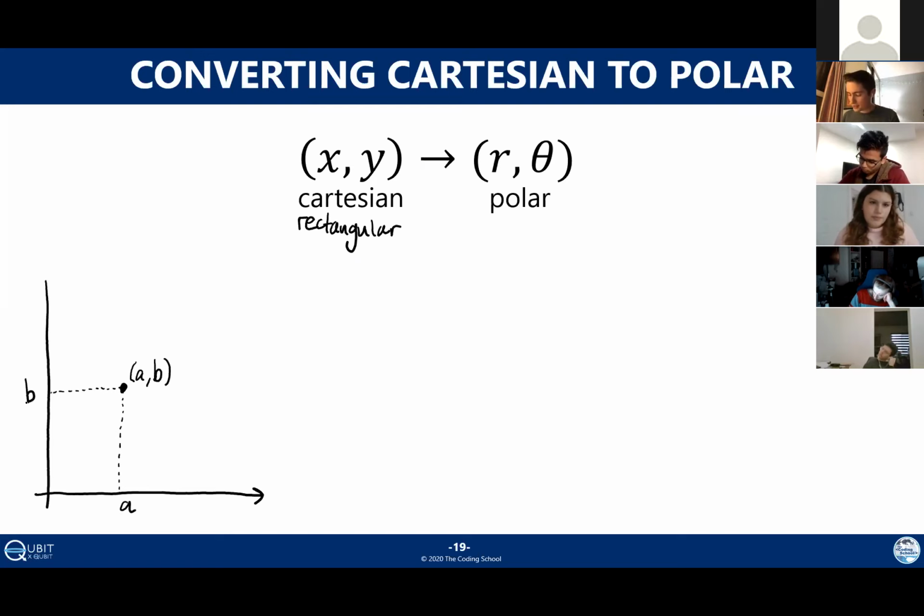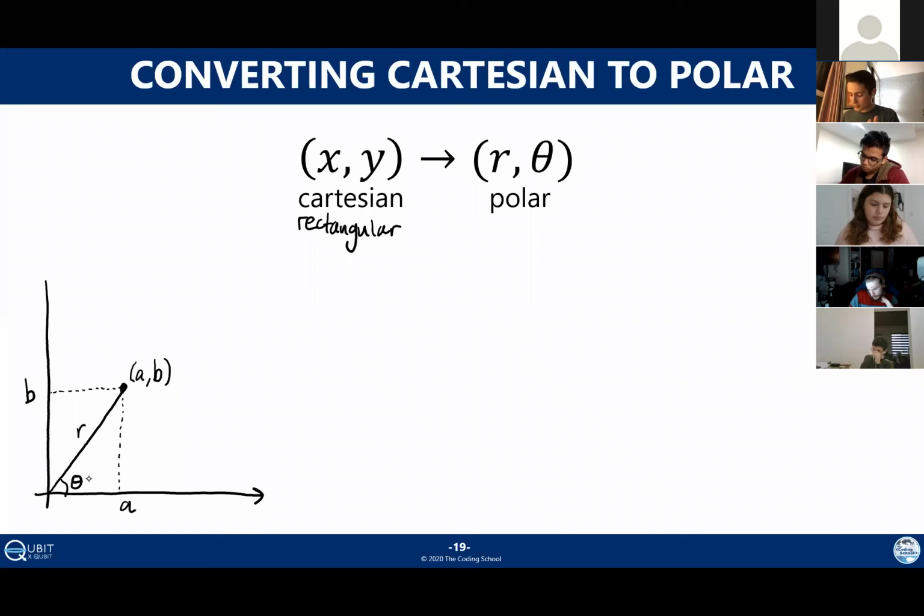Now, somehow from these two numbers, I want to get the radius r and the angle theta. So I'm going to draw these two things on the diagram as well. Remember, the radius is defined as a straight line out from the origin going up to our point. I'll label that as r. And then the angle is the angle away from the x-axis. We'll call that theta.